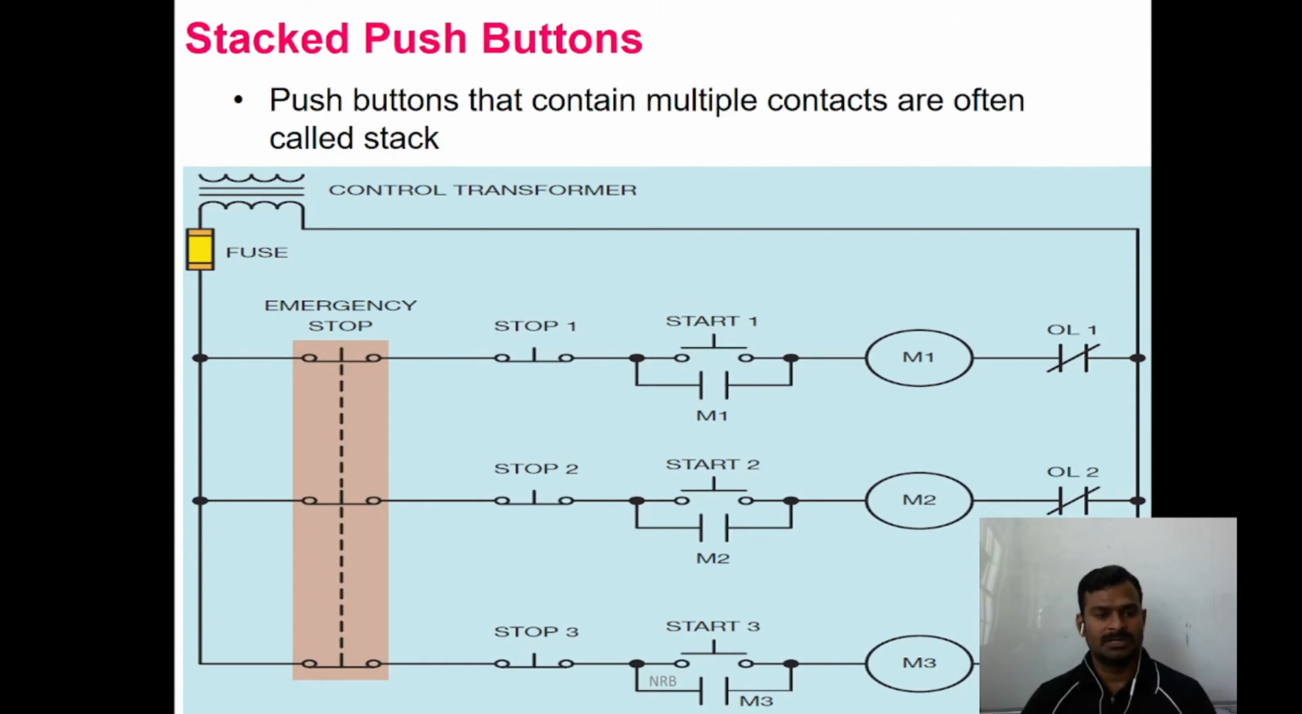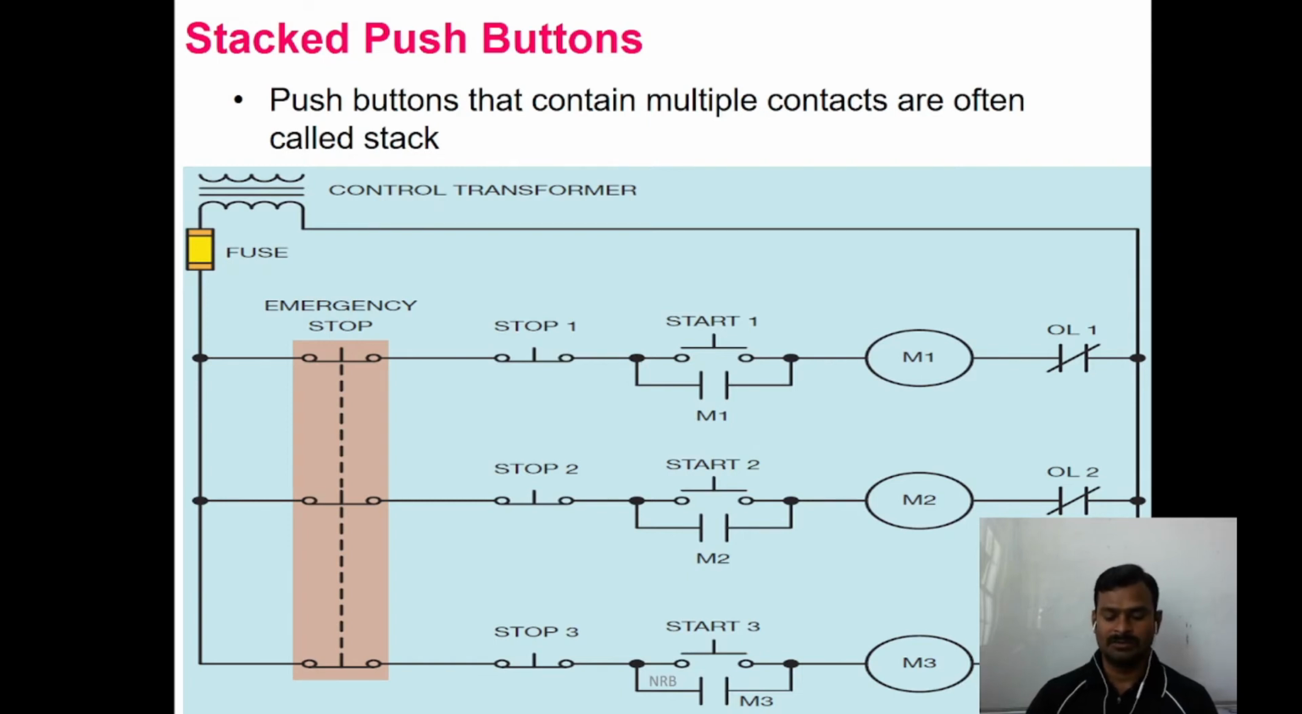Stacked push buttons, so mostly this is used for emergency stop. That means any number of rungs or ladders may be there in the control circuit. When you press this emergency stop, everything should be off. It is not like some contactors still getting the power and some getting off. No, nothing like that. Everything should go off simultaneously. There is no sequence.